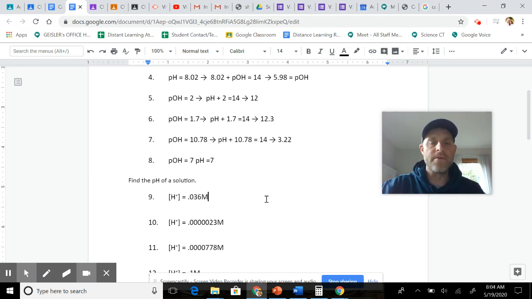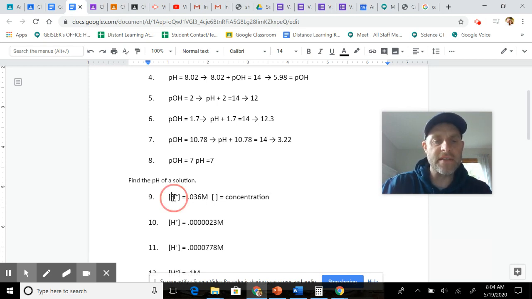Okay, so how do we do this? So here's what I have. I have brackets H plus. Remember, in chemistry, brackets, what does that mean? That means concentration. So the way to read this is the concentration of H plus ions is 0.036 molarity. Okay, so how do I do that?